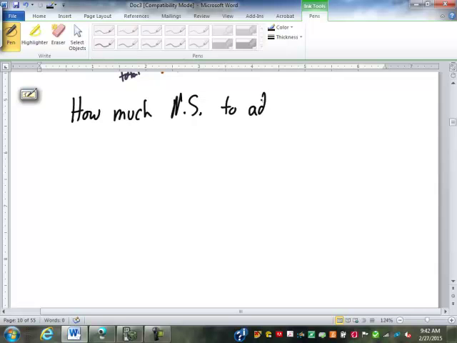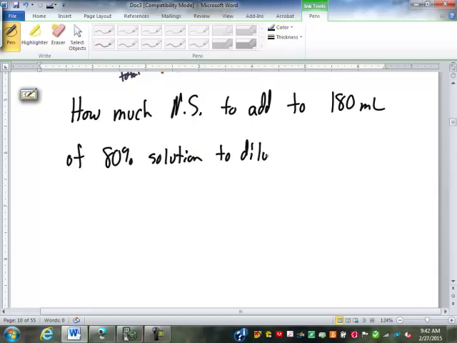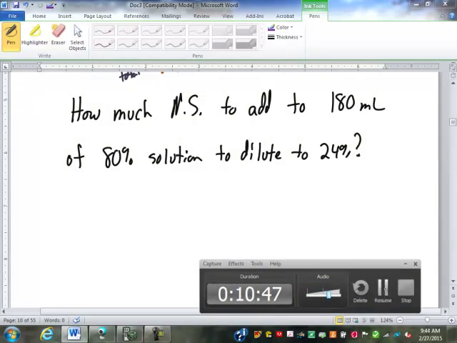I want to know how much neutral solution to add to 180 milliliters of 80% solution to dilute it to 24%. Again, I'll give you a few minutes to try that.